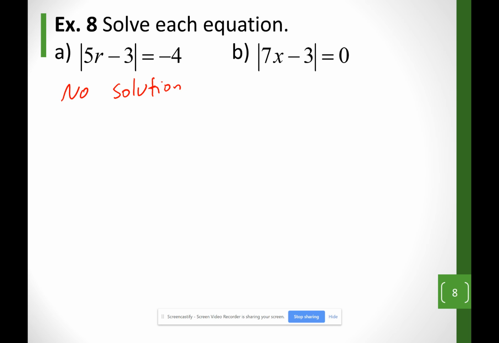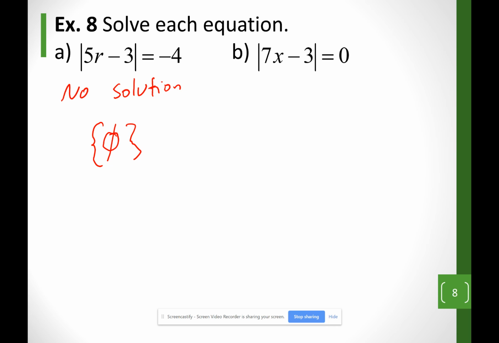Or the way we also say it is the solution set, the interval notation. I have my brackets here, and I say I'm not going to have anything because there's no solution. So empty is shown as a 0 with a slash. That means it's empty. There's no solution.